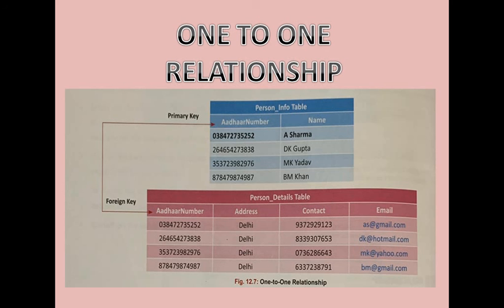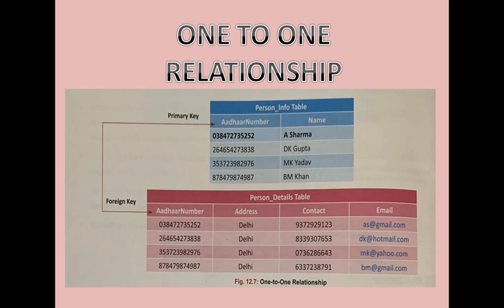So what is the primary key out here? The Aadhaar number is the primary key in the person info table, and in the person details table, the Aadhaar number is the foreign key. All right. So this is a one-to-one relationship, because a person can have only one Aadhaar card number, otherwise it is not possible. In this type of relationship, a record in a table can have only one matching record in another table. Okay, that is with A Sharma.